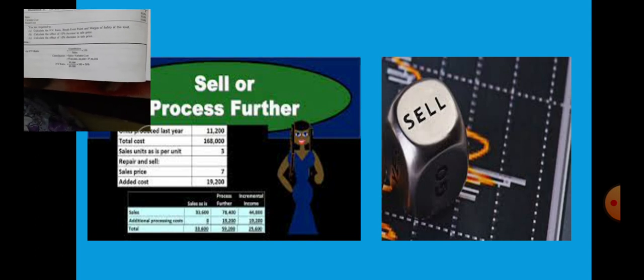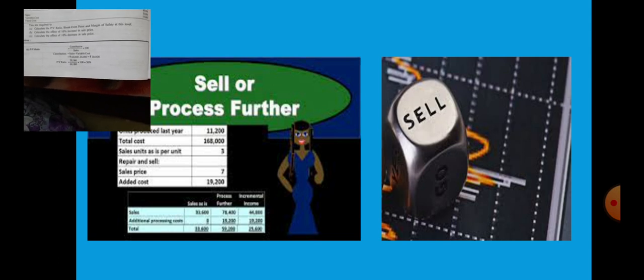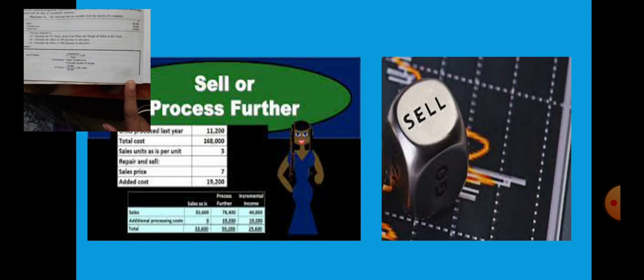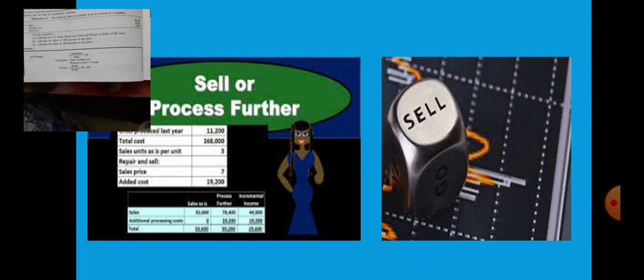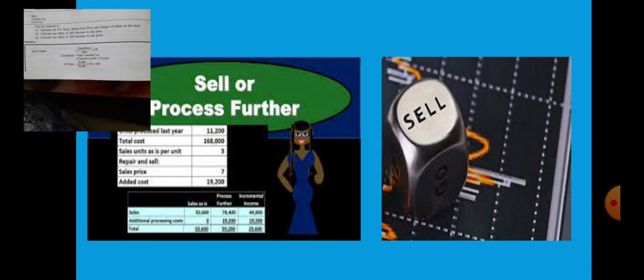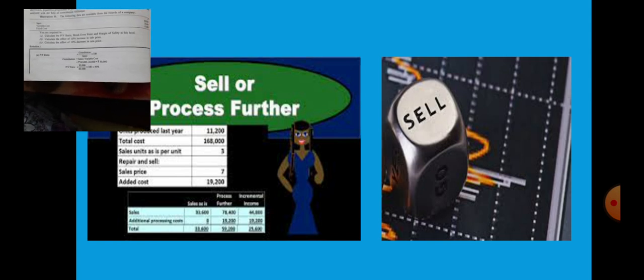The data is provided from the records of a company where the sales is 60,000, variable cost is 30,000 and fixed cost is 15,000, and you have to calculate PV ratio, break even point and margin of safety at this level. Also you have to calculate the effect of a 10% increase in sale price, and the effect of a 10% decrease in sale price.